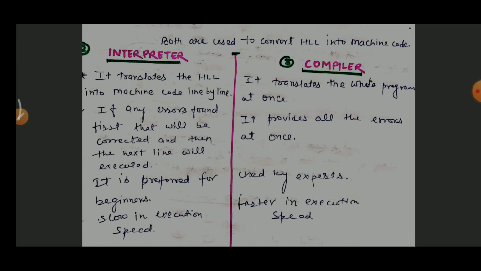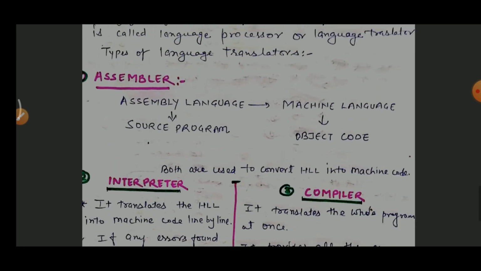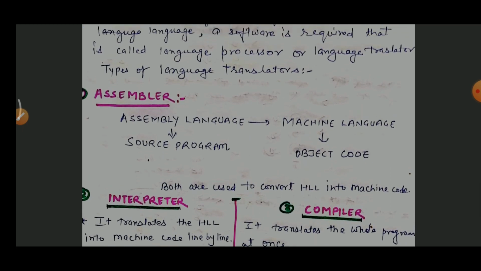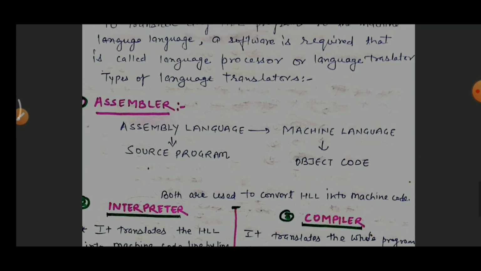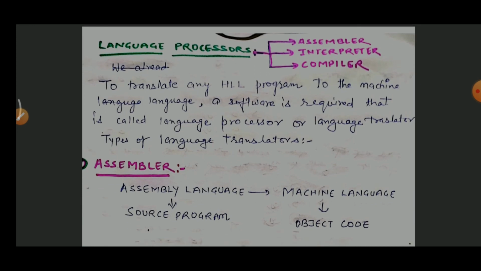Both interpreter and compiler are used to convert high level language into machine code. The interpreter converts the high level language into machine code line by line, whereas the compiler converts the whole program at once. This is the important point about interpreter and compiler, whereas the assembler is used to convert a program of assembly language into machine language. So that is the use of language processors.